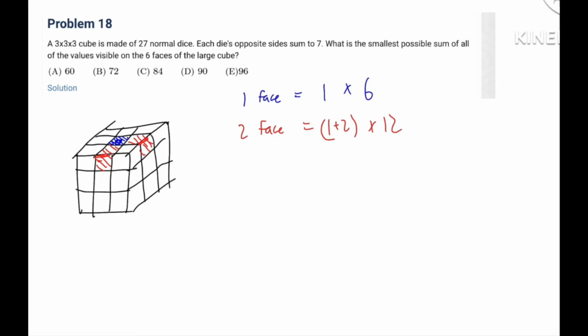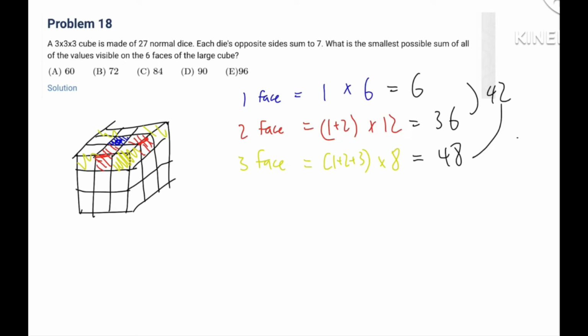Yeah, and the parts that show 3 faces are these ones. So these ones will have 1, 2, and 3. So they will have 1 plus 2 plus 3, and then these are the number of corners, right? So times 8, and then this would equal 6, this would equal 3 times 12 is 36, this would equal 6 times 8 is 48. So this will be 42, 42 plus 48 is 90, so the answer is D.